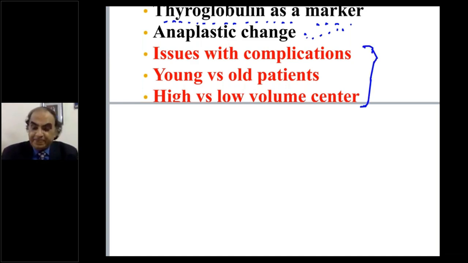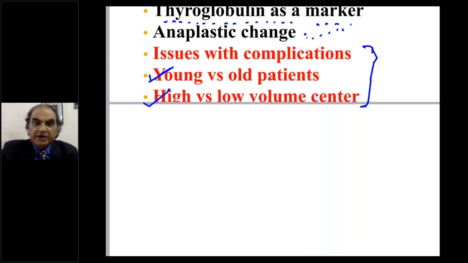If you are a high volume center, you should go for it because you will have fewer complications. And in the US these days, they have benchmarking of surgeons who do thyroid surgery, whether their outcome is good or not. Depending upon your benchmarking, you should do thyroid surgery. You cannot do total thyroidectomy if your risk equation is very high. I can discuss that on some other day. Young versus old patients, you can think of young being total. If you do total thyroidectomy, what will happen?